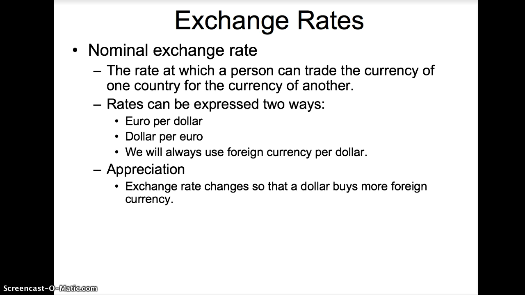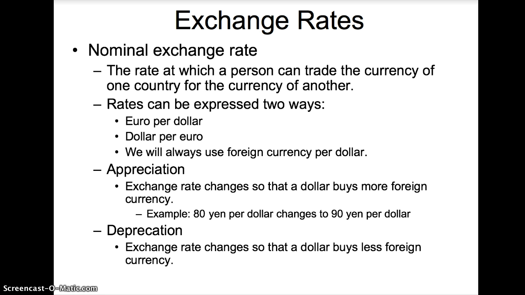Appreciation means that the exchange rate changes so that a dollar buys more foreign currency. For example, 80 yen per dollar changes to 90 yen per dollar. Depreciation means that the exchange rate changes so that a dollar buys less foreign currency. For example, 80 yen per dollar changes to 70 yen per dollar.